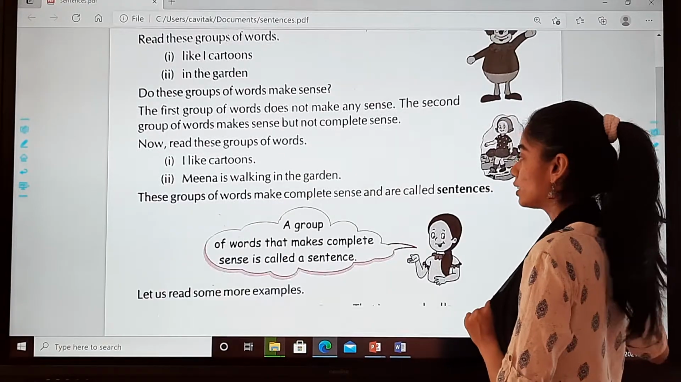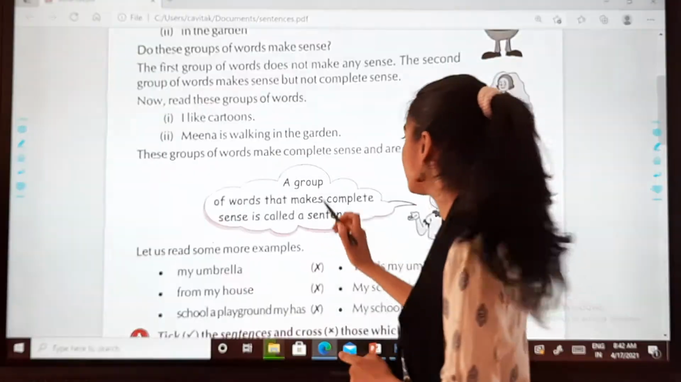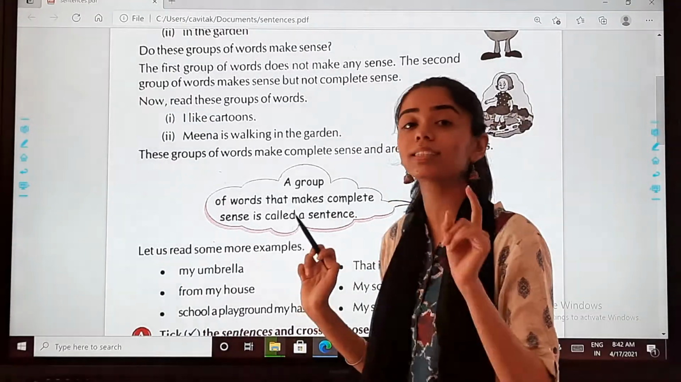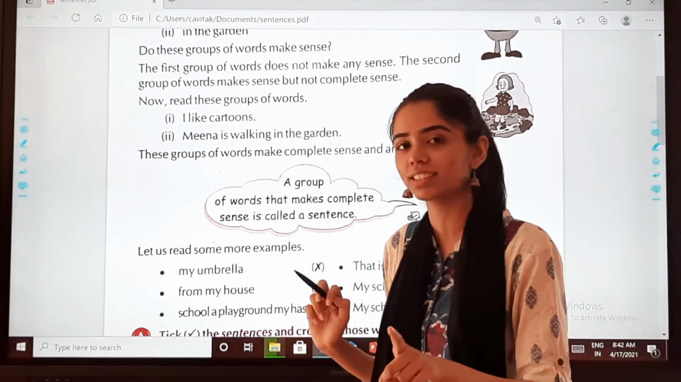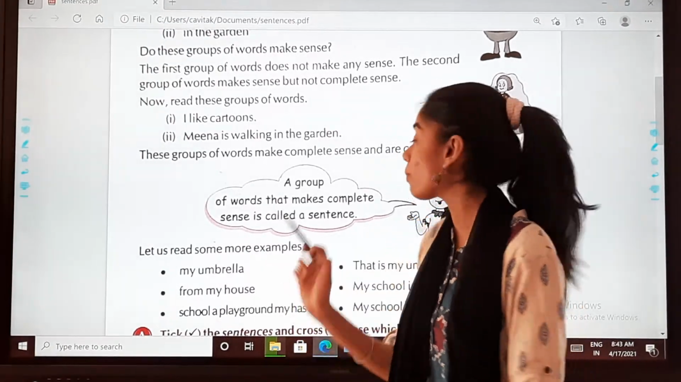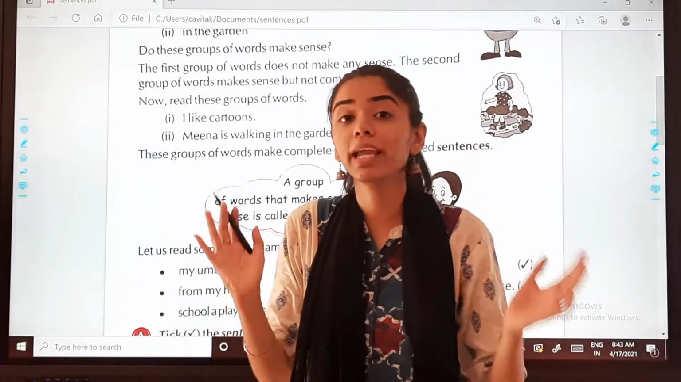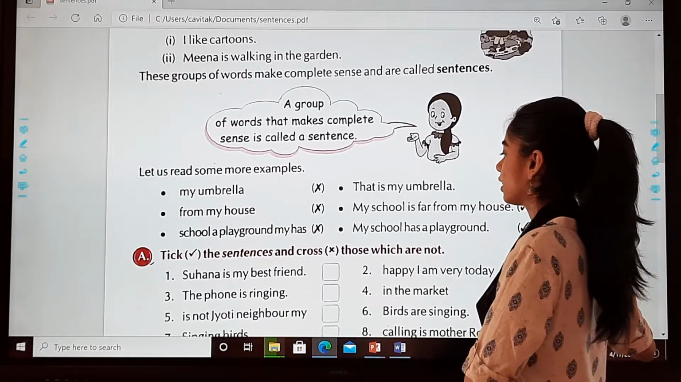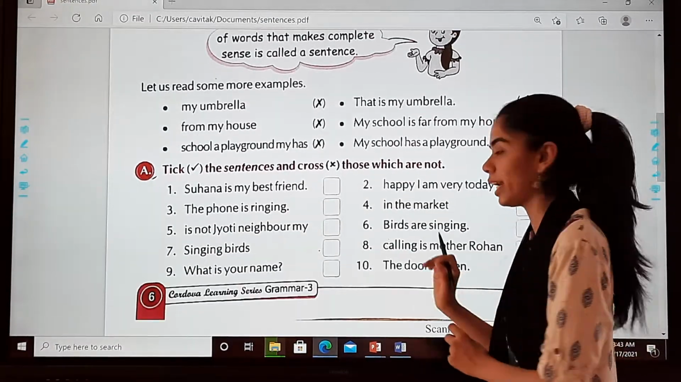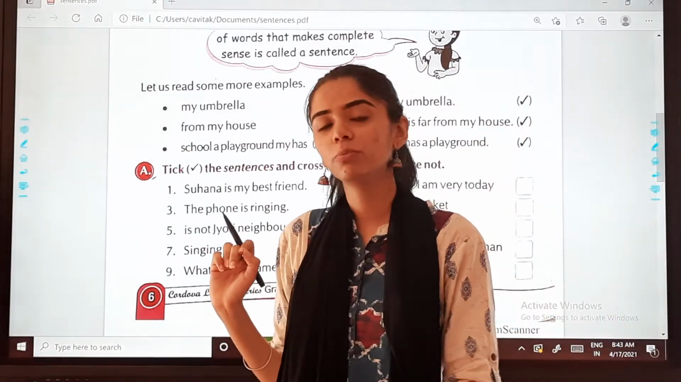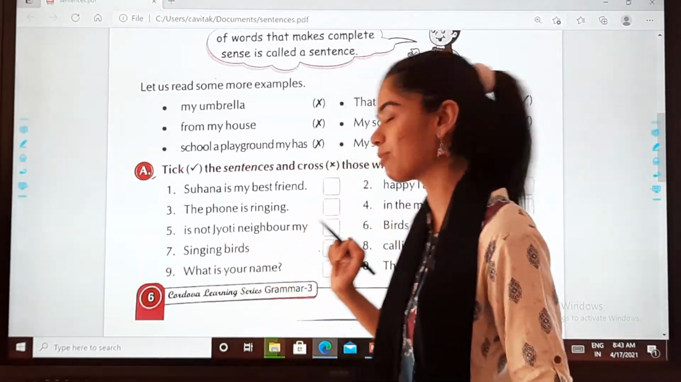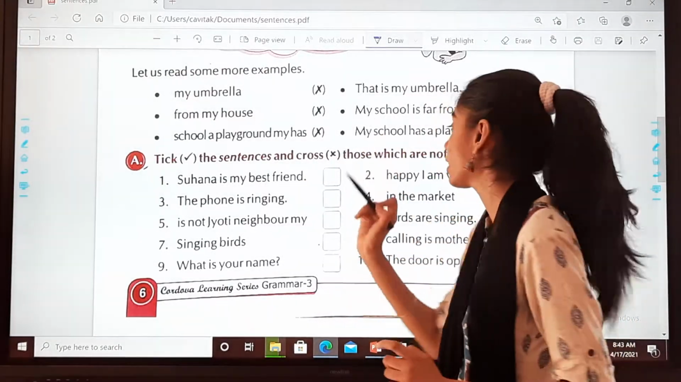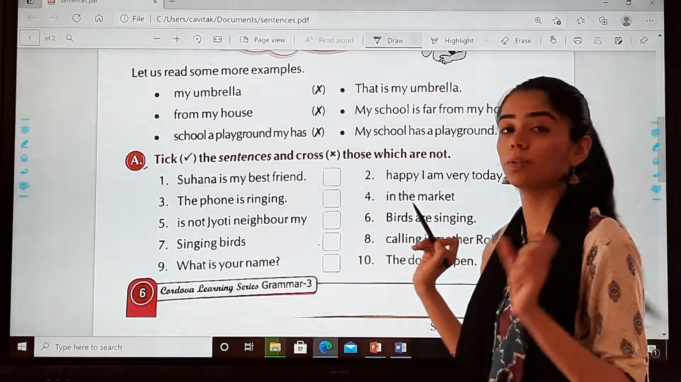First, let us look at the definition of it. What is it? A group of words that makes complete sense is called a sentence. Now, let's move on to the exercise part so that you'll be able to understand it. Let's check the sentences that is correct and cross the wrong ones which are not.